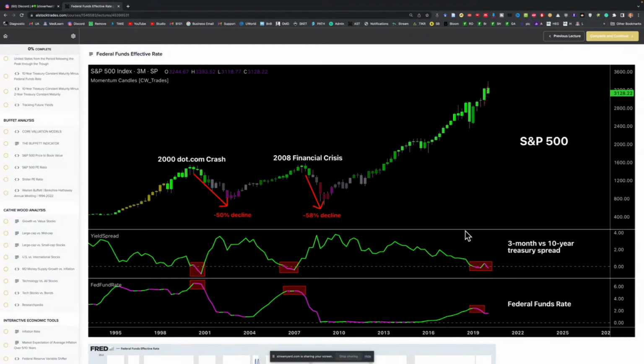So in this diagram, on the top part, I want you to focus on the dot-com bubble crash, the 2000 dot-com crash, and the 2008 great financial crisis, as both of these had a greater than 50% decline. Then I want you to sneak all the way down here, and focus on the bottom federal funds rate. Again, we're not talking about the middle row. We're going to talk about the bottom row.